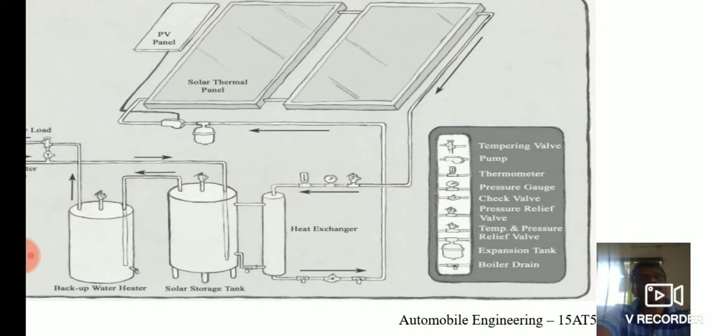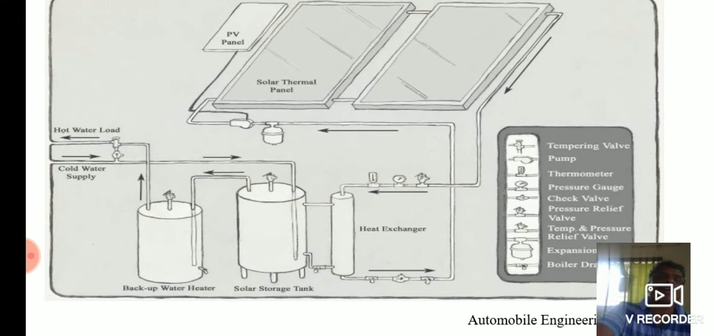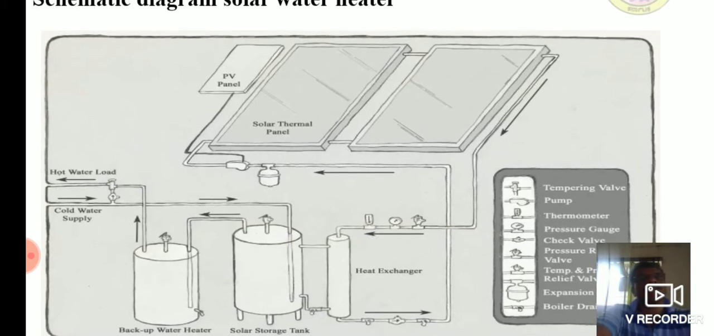There is a component called the heat exchanger, where hot water comes to the heat exchanger and cold water is there, and the hot water gives its heat to the cold water. In this way the circulation of water happens: hot water comes to the storage tank and cold water again goes to the collector or panel where it is heated, and the hot water comes back to the storage tank. You can just see the setup.